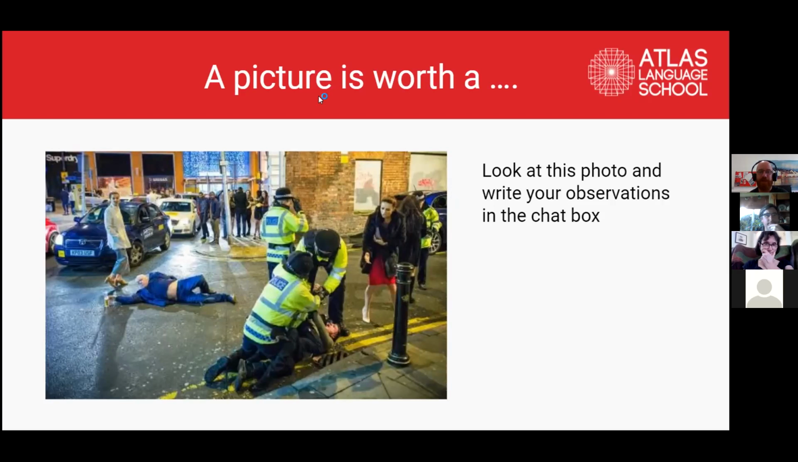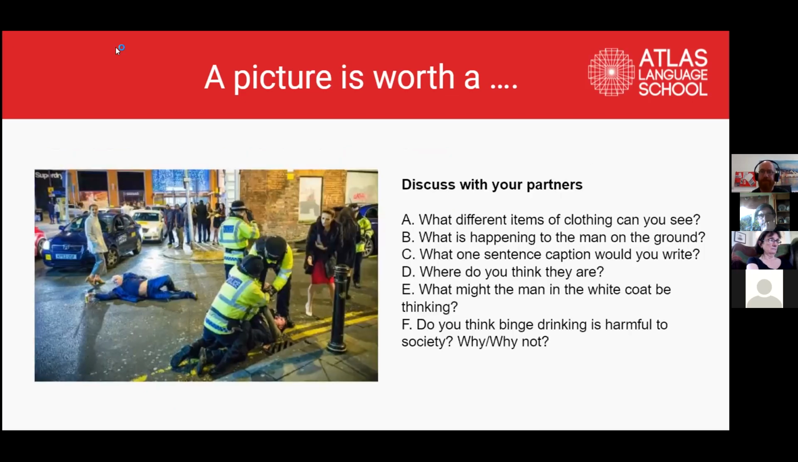Okay. So once again, this is a simple picture. And now I'm going to introduce you to some questions that you could get your students to discuss about this picture. Okay, so here we go. Here we have some questions you could ask your learners about this picture. So picture A. What different items of clothing can you see? Can anyone tell me? You can speak if you want. You don't have to use the chat box. You can speak, please. Okay, or I'll nominate somebody. Andre Panini, can you tell me what different items of clothing can you see, please?